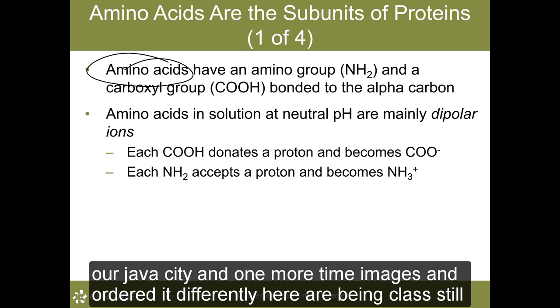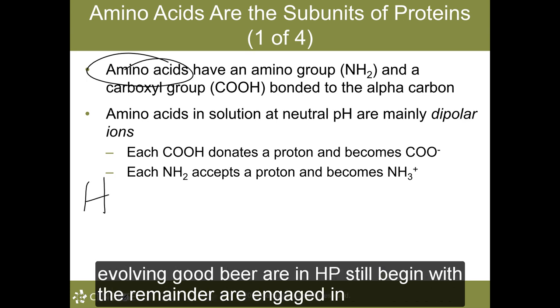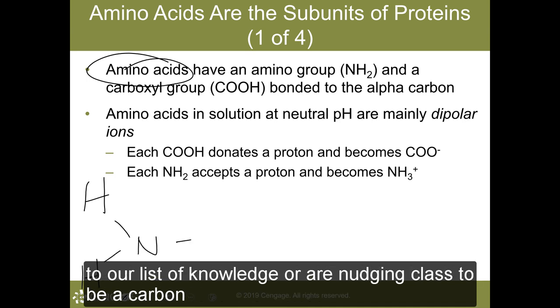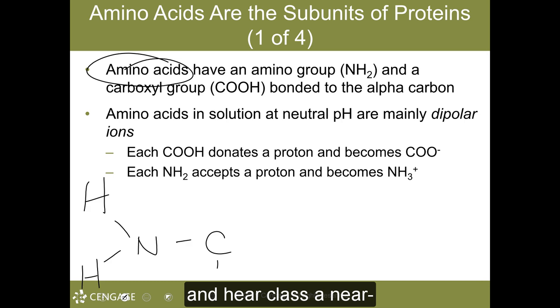I'll begin still with our amine group here, our NH2. However, this time, bonded to our nitrogen would be a carbon. And here would be our hydrogen. That's it.